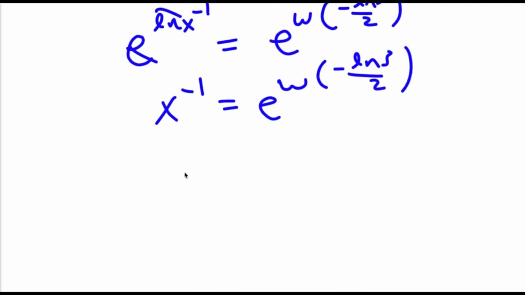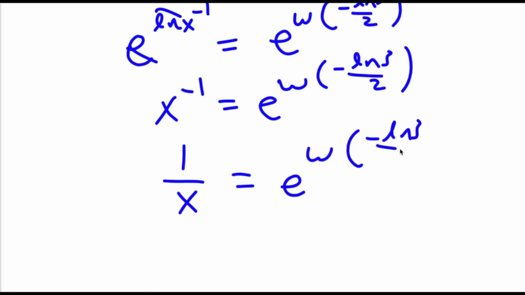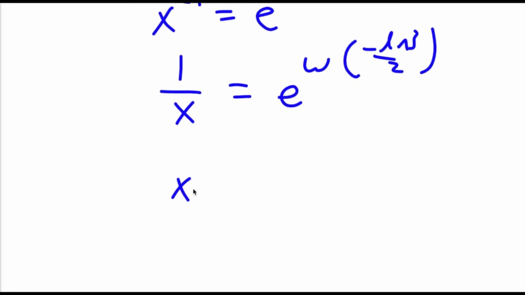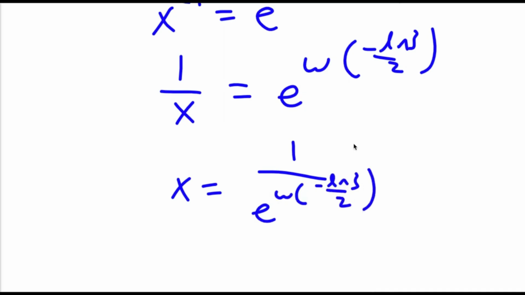And x to the power of negative 1 is the same thing as 1 over x. So now I have 1 over x is equal to e to the power of W of negative ln 3 over 2. And now I can switch these two out. So now I get x is equal to 1 over e to the power of W of negative ln 3 over 2.